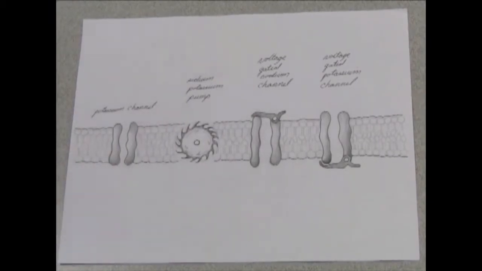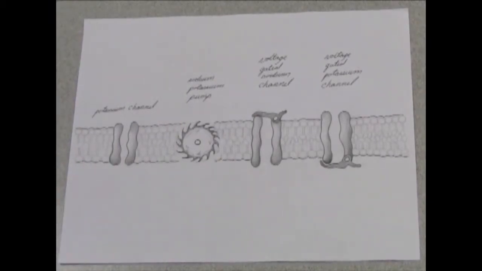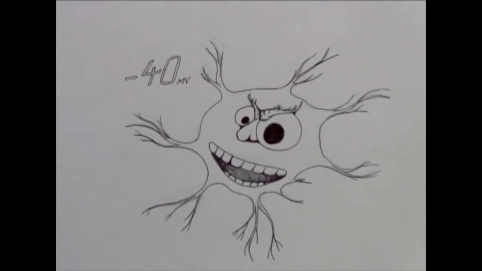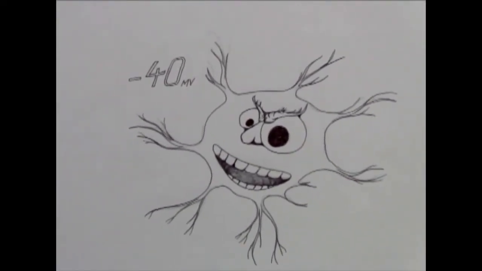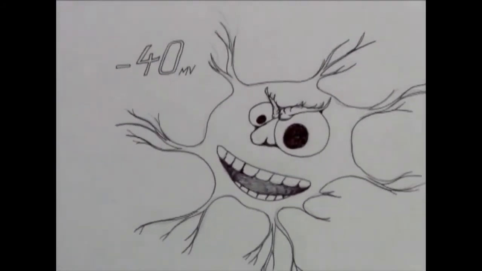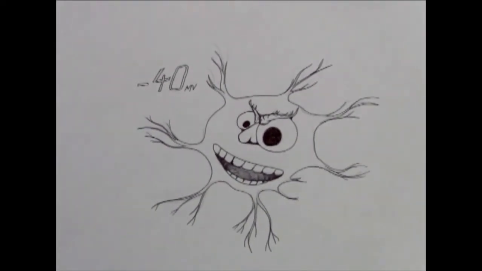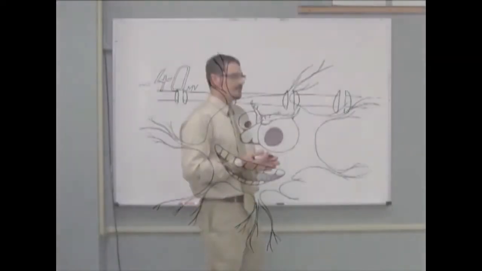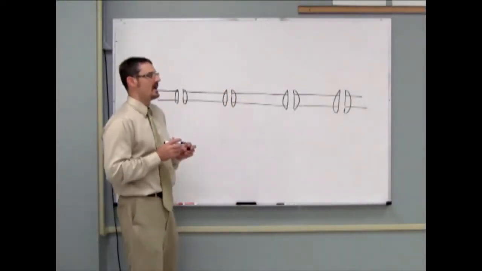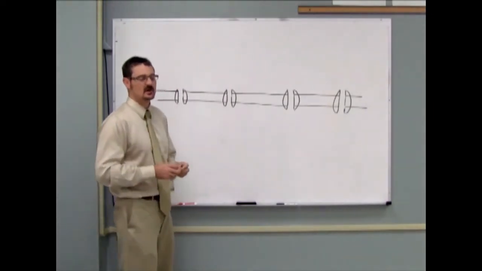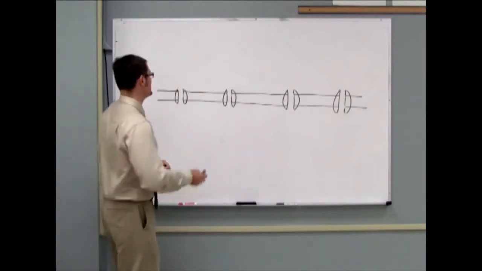Potential refers to the fact that the neuron has a negative interior. You can probably tell by this diagram of the grumpy neuron that not only are neurons excitable or irritable, they're also very negative. The charge of a neuron is typically negative 40 or negative 65 millivolts. When the action potential is not occurring, we say that the axon of the neuron is at a resting state.